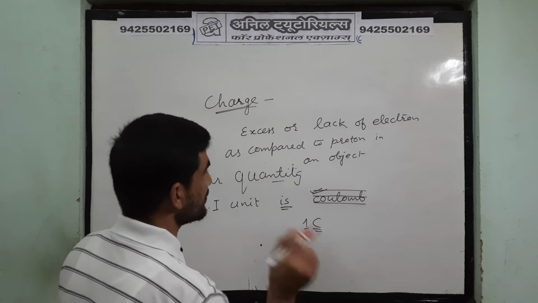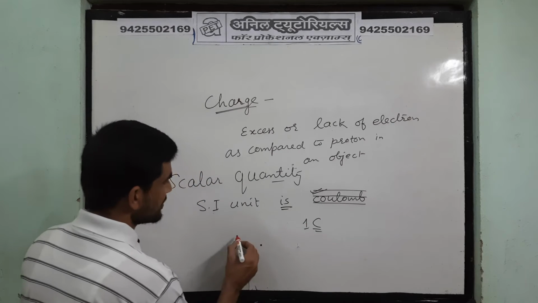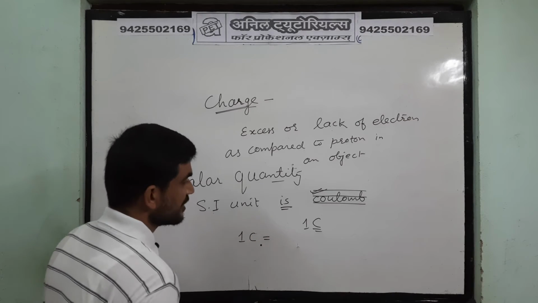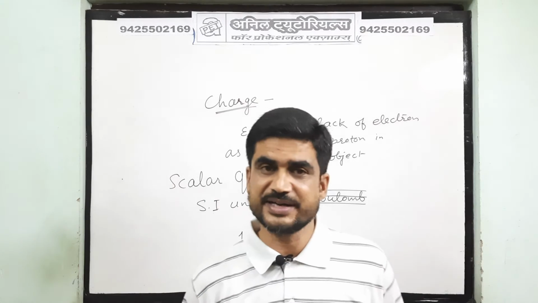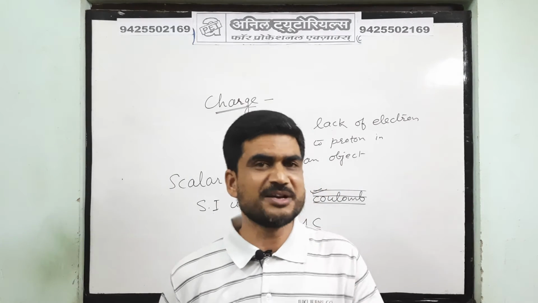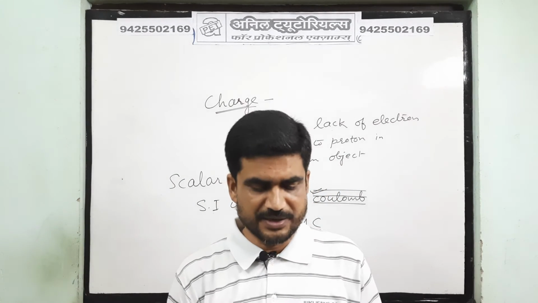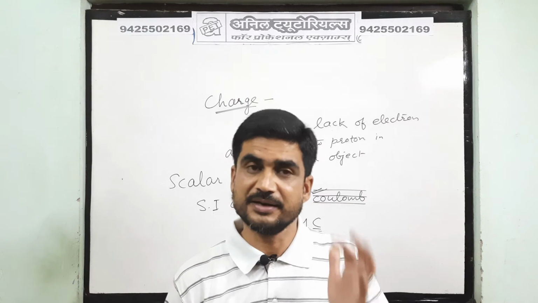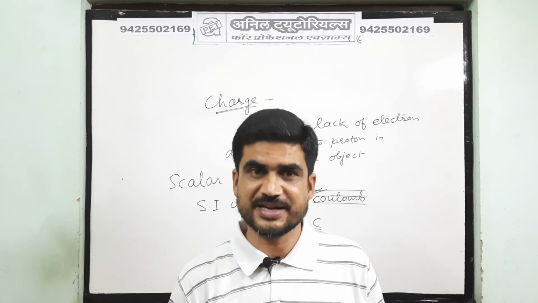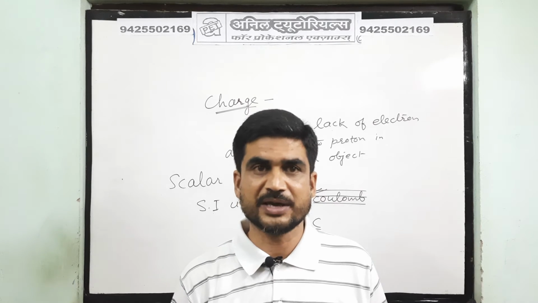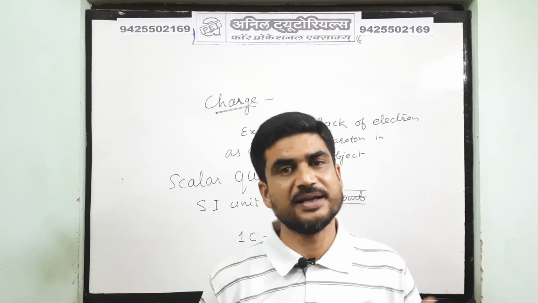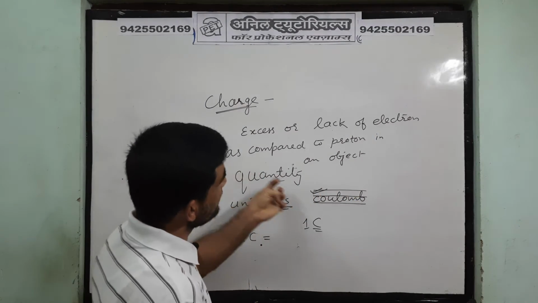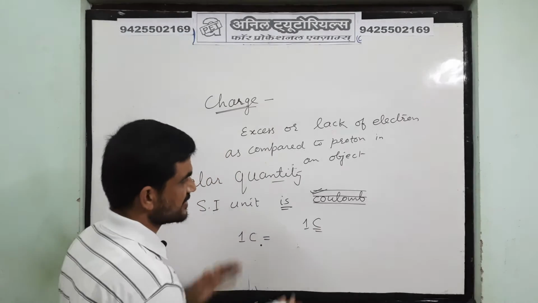So how is 1 coulomb defined? You know the fundamental physical quantities that you studied last year, that means length, mass, time, electric current, luminous intensity, temperature, amount of substance, angle and solid angle. These are the fundamental quantities. So how is the coulomb derived? It is a derived quantity.